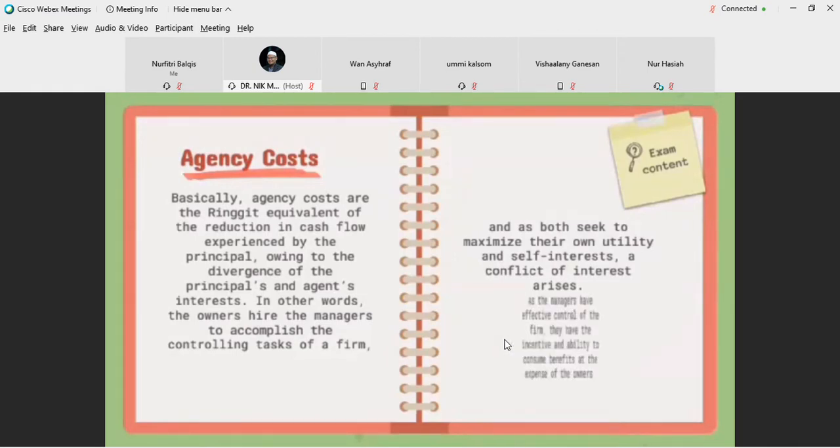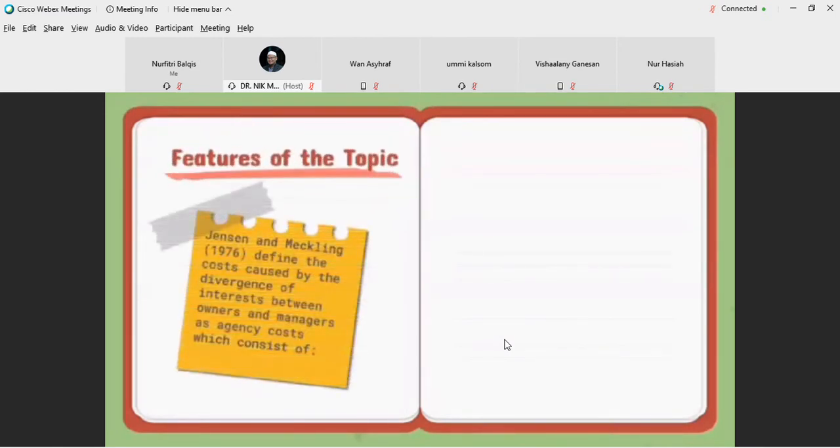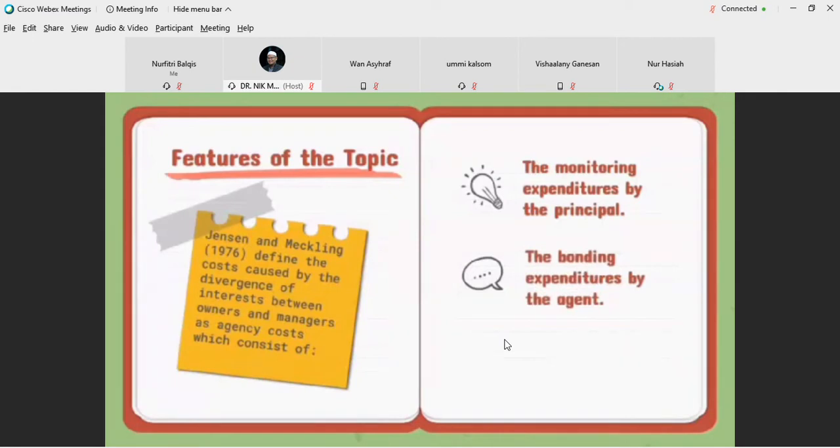As the managers have effective control of the firm, they have the incentive and ability to consume benefits at the expense of the owners. Jensen and Meckling, 1976, defined the cost caused by the divergence of interest between owners and managers as agency costs, which consist of the monitoring expenditures by the principal. Monitoring costs are incurred when the principals attempt to monitor or restrict the actions of agents. The bonding expenditures by the agent.